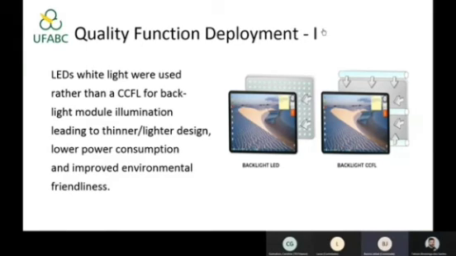In this study, the aim was to develop and market an environmentally friendly and energy-efficient notebook computer. While using the TRIZ in every phase of QFD, innovation and problem solving were achieved as follows. In the first phase of the quality function deployment, LED white light bulbs were used rather than CCFL for the backlight module illumination, which led to a thinner and lighter design, lower power consumption, and improved environmental friendliness. Next, please.